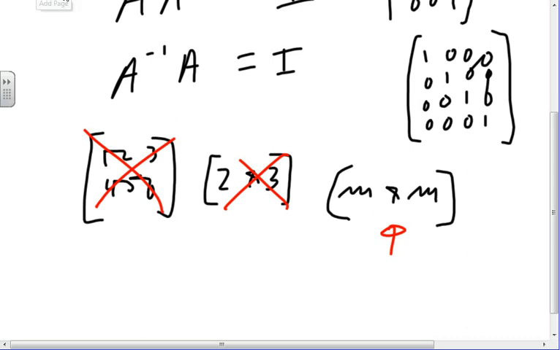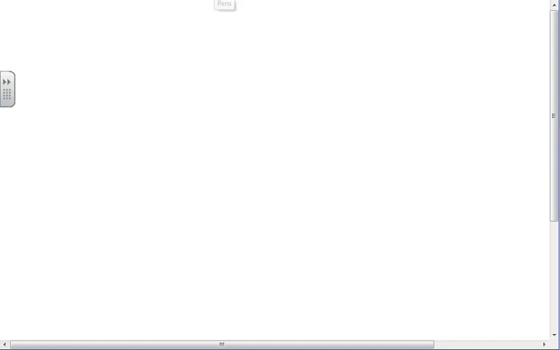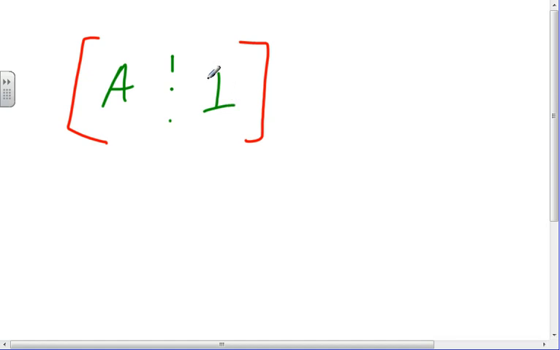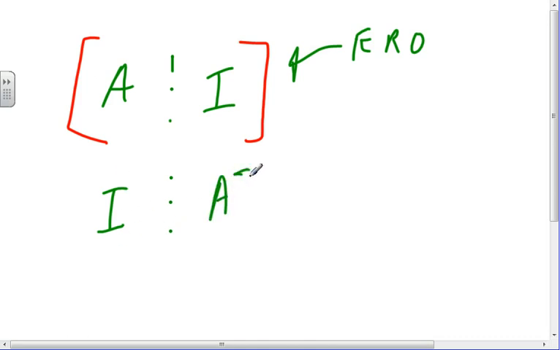So how am I going to do that? Well, I'm going to take my matrix A and put it on one side, and put the identity matrix on the other side, and then do elementary row operations on the matrix until the identity matrix is on this side, and the inverse matrix is on the other side.